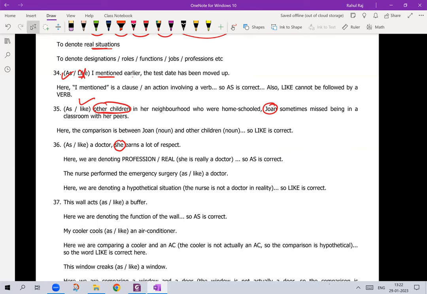That also comes into picture over here. So imagine if you say, like a doctor, she earns her respect. Now, she is nothing but some name. Let's say, like a doctor, Gauri earns her respect. When you say that, the meaning is that doctor is a separate entity and Gauri is a separate entity. You may be the richest person of the world, but you will not earn the respect that a doctor earns in the remotest part of the world.